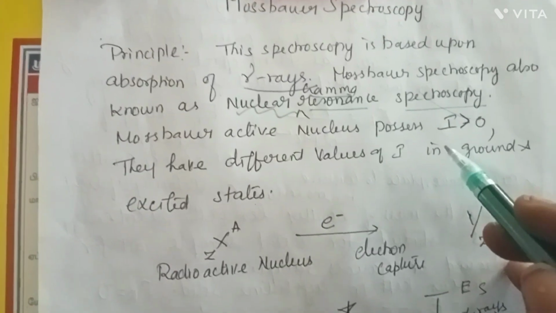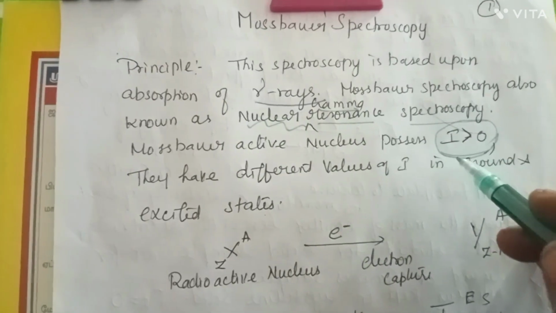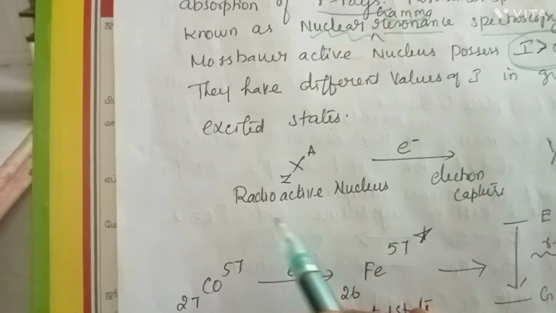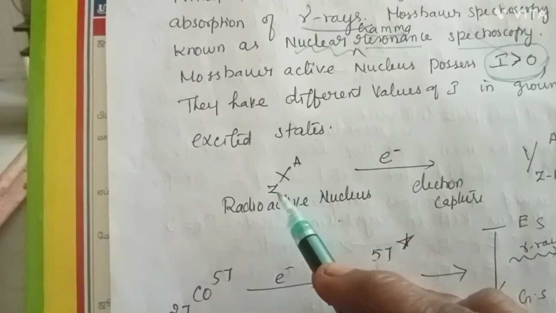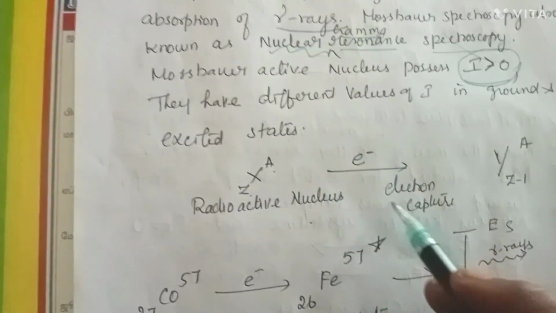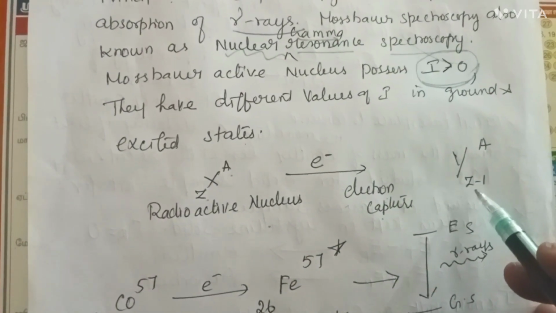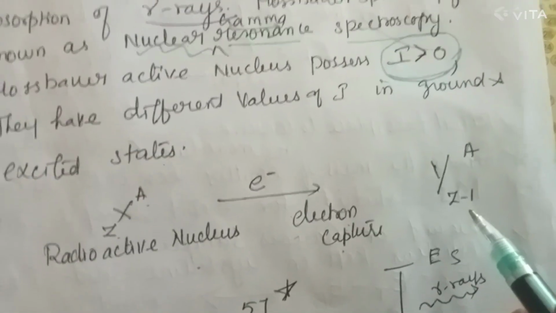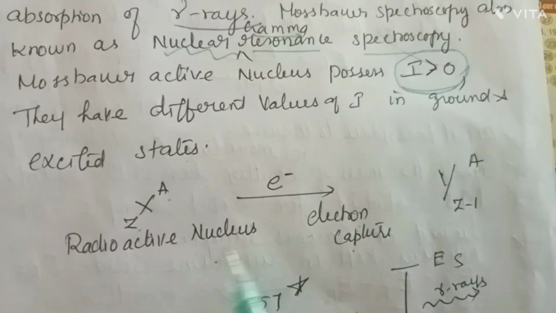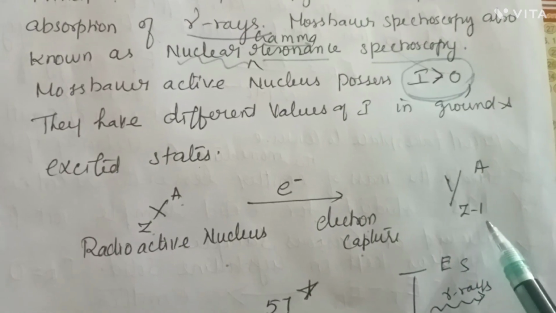A Mossbauer active nucleus possesses I greater than 0. So this is the essential condition for a nuclide to be Mossbauer effective. Let us consider radioactive nuclei. X has Z as the atomic number and A as the mass number. Electron capture forms Y with atomic number Z minus 1, and A is the mass number. So one electron is captured and Y has Z minus 1 as the atomic number. One nucleus is converted to another nucleus on electron capture.